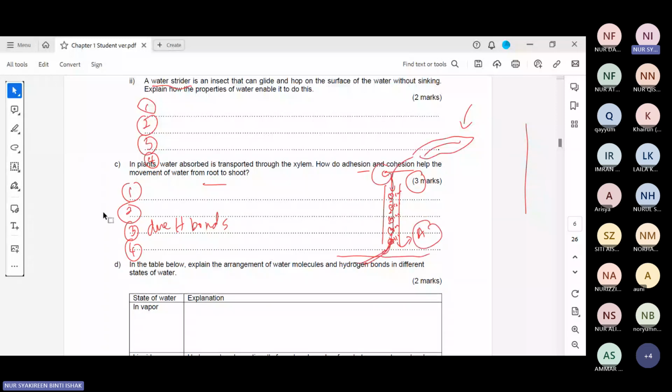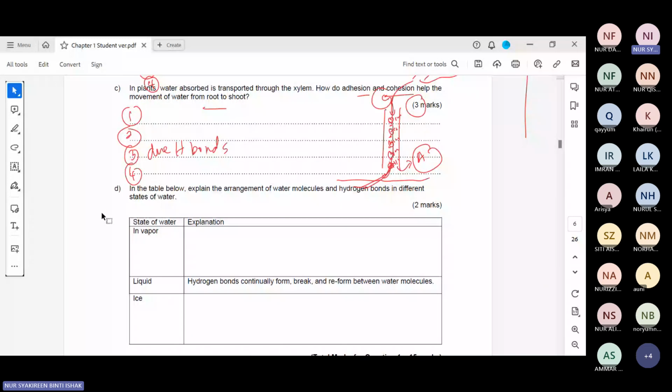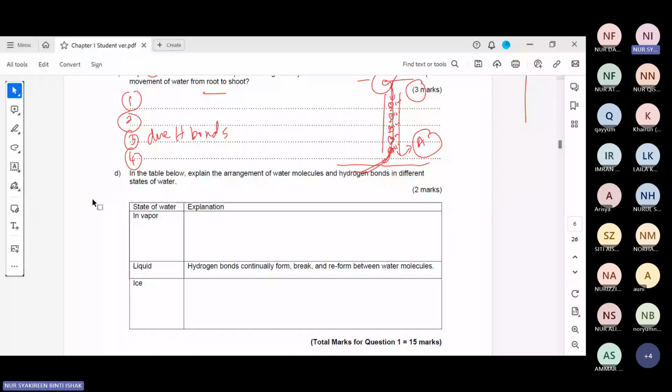Okay, so the last question for number 1, question 1 ni. So in the table below, explain the arrangement of water molecule and hydrogen bonds in different states of water. Okay, so in vapor, ini daripada sekolah lagi kan. So for this question, you look at the question carefully. Dia nak suruh awak explain apa? Susunan air, the arrangement of water and how it relates with hydrogen bonds. Yeah, so susunan tu kena relatekan dengan hydrogen bond lah.